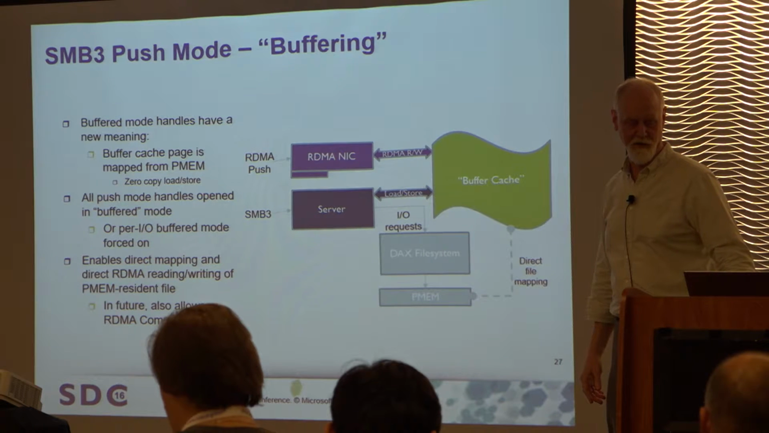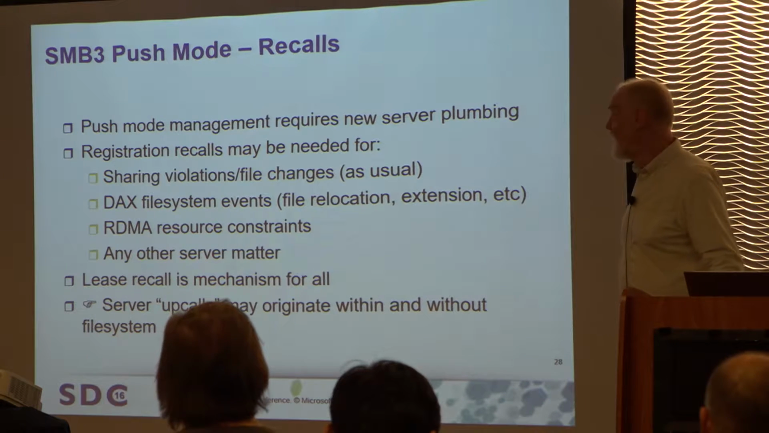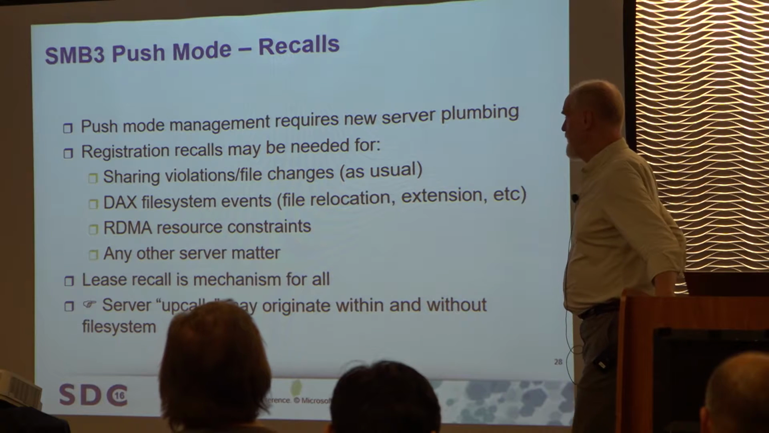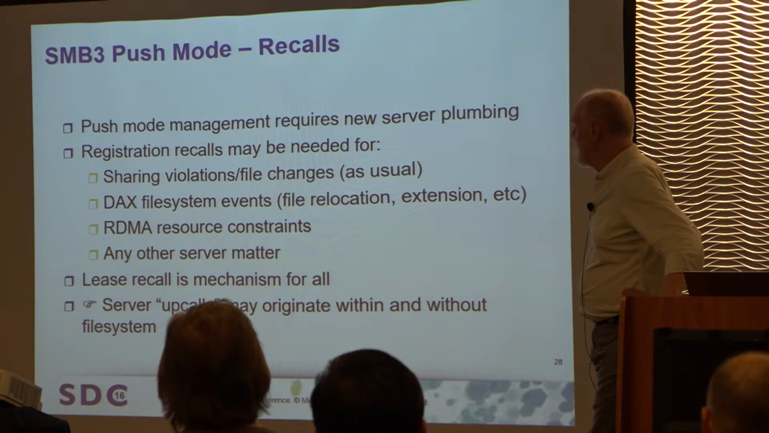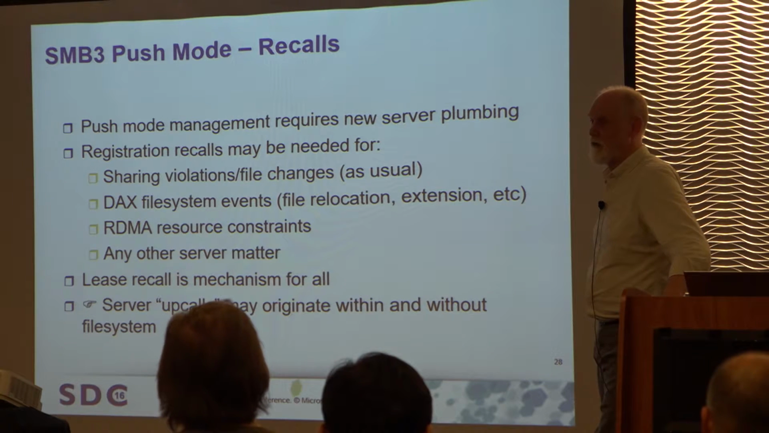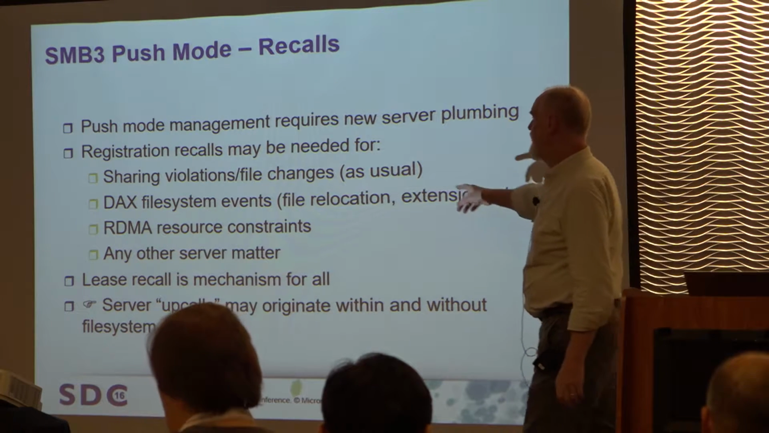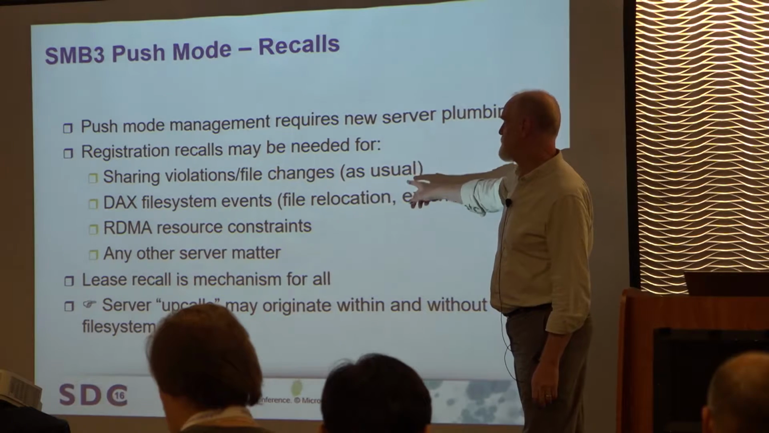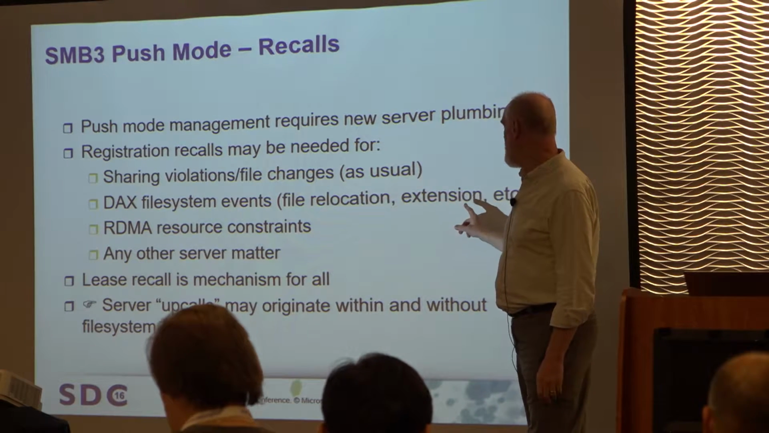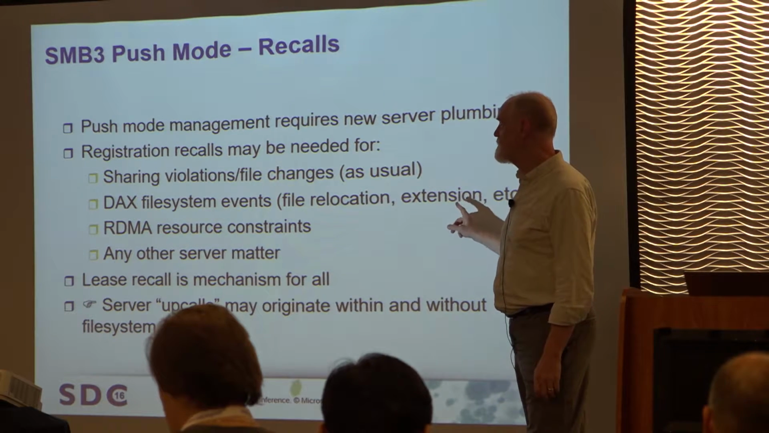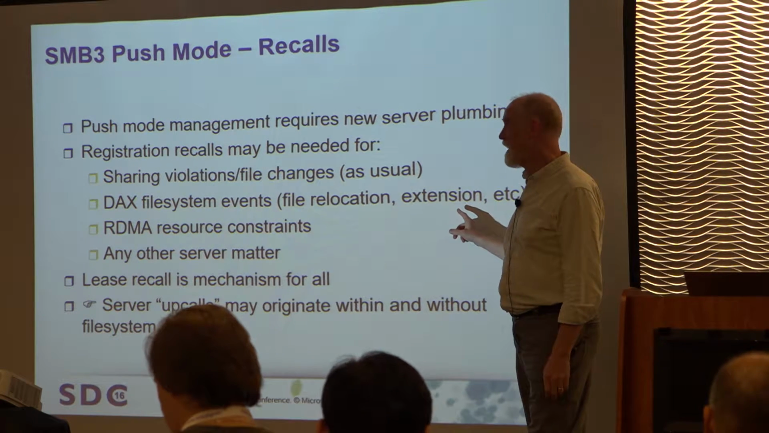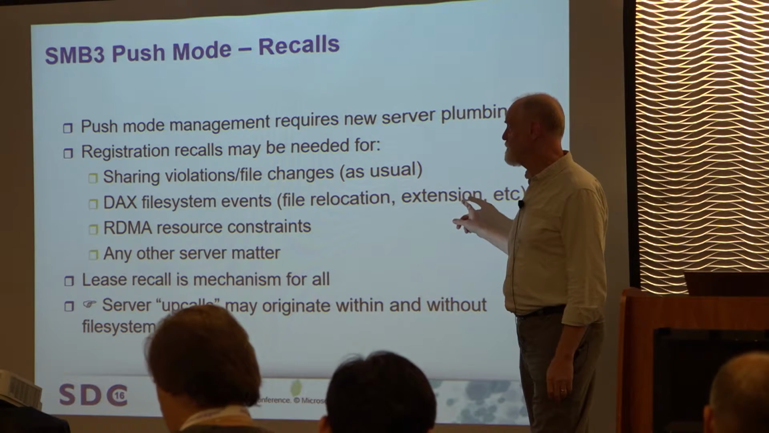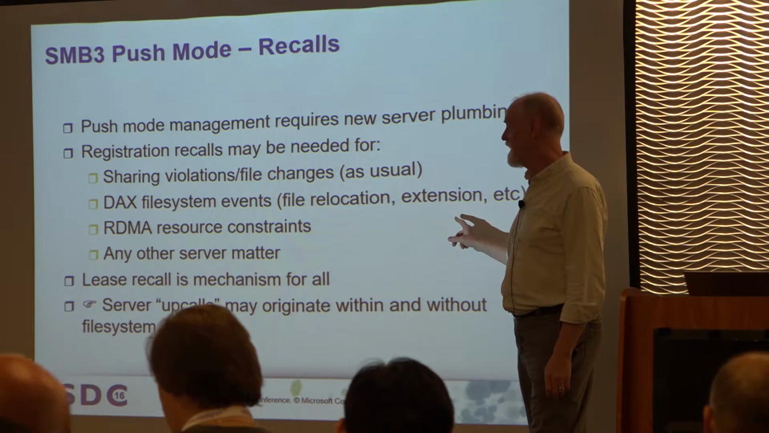We experimented with Windows on this. Recalls. NFS v4 has this. SMB has this. Push mode management requires new server plumbing, right? The upcall from the file system for sharing violations remains the same. But relocation, file extension, all these things, these are new upcalls that don't come from disk drives, right? And so the server has to be prepared for some interesting behaviors.